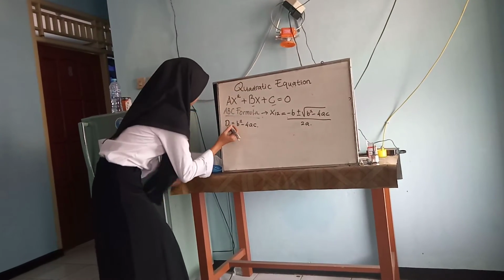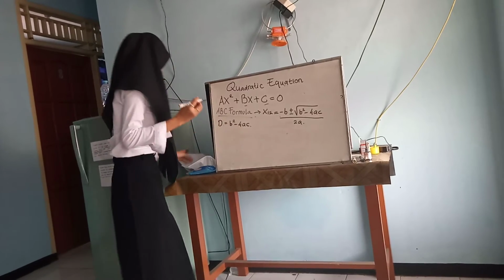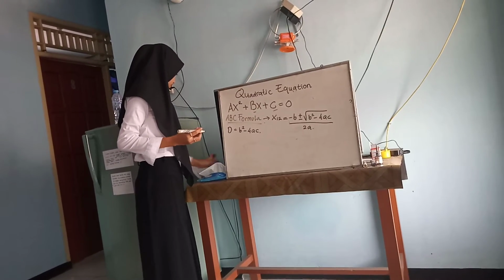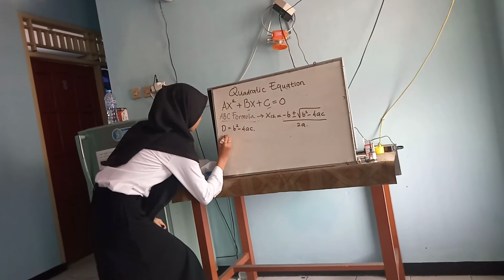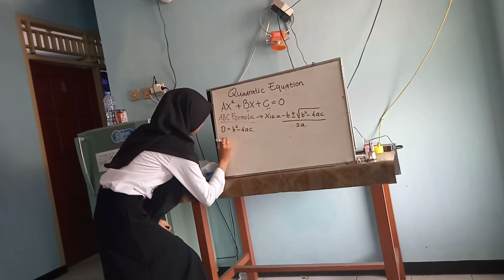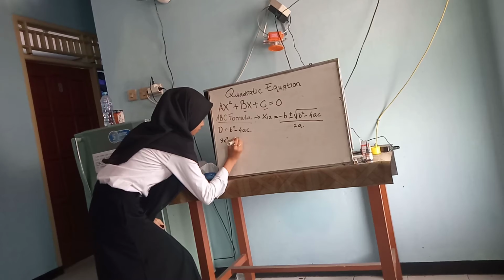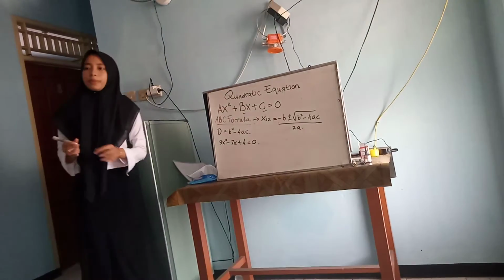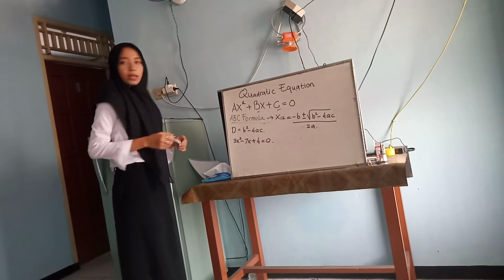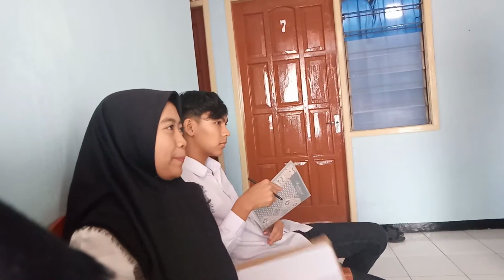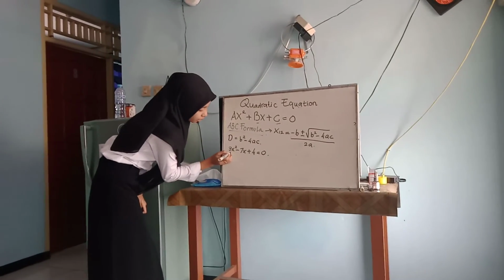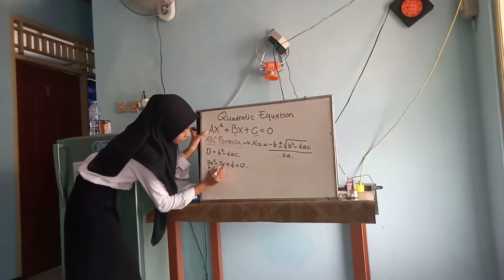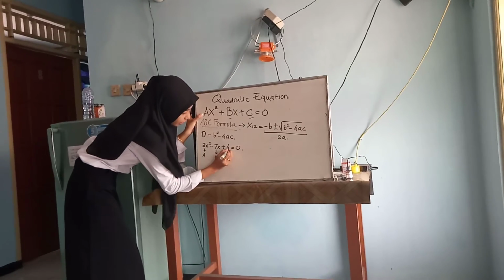The example is I have 3x squared minus 7x plus 4 equals 0. How to solve it by the ABC formula? Okay, please, Ishana, do you want to solve it? No, ma'am. Okay, no problem. We know the 3 is what we call A, minus 7 is B, and 4 is C.